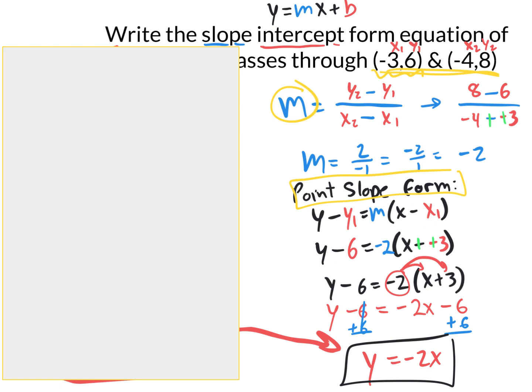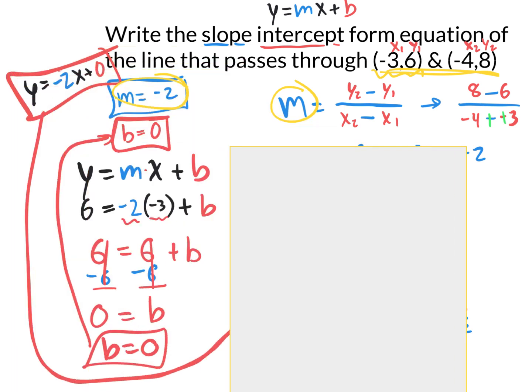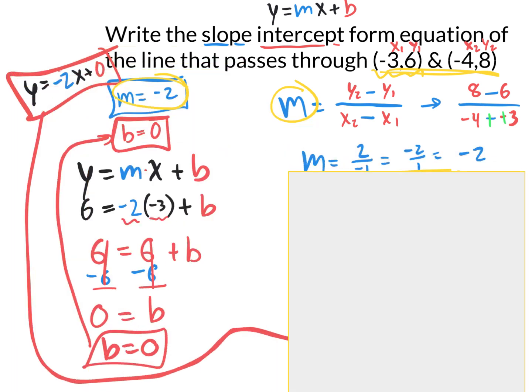But if you wanted to stick with slope-intercept form, then after you find your slope being -2, you could plug in the m, plug in the x and the y from one point, solve for b, and then you could write your y equals mx plus b equation. So again, one or the other, whatever you feel more comfortable with, that's what you should do.